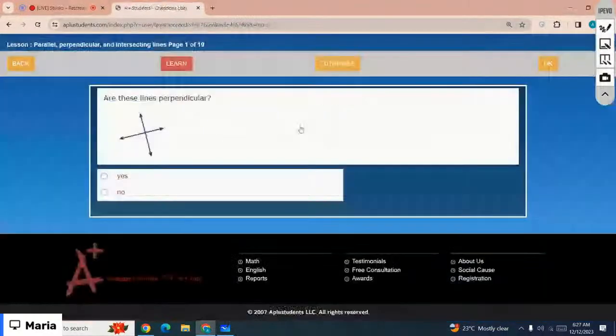Okay, are these lines perpendicular? Yes or no? The correct option is yes, they are perpendicular lines. They make an angle of 90 degrees, right? So they are perpendicular lines.